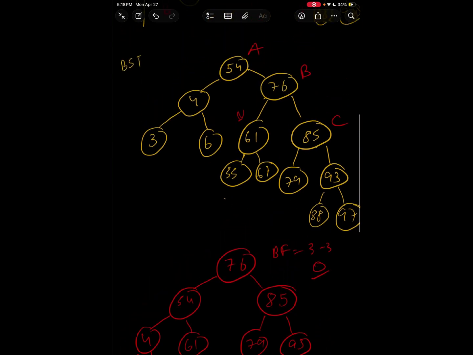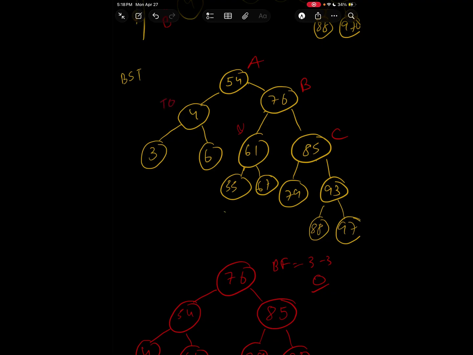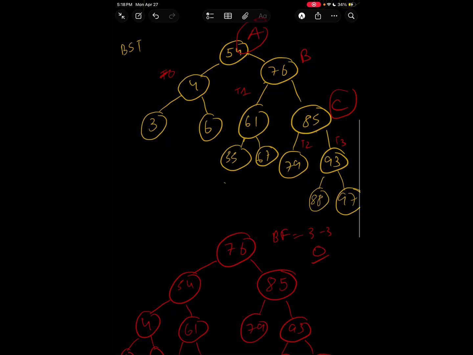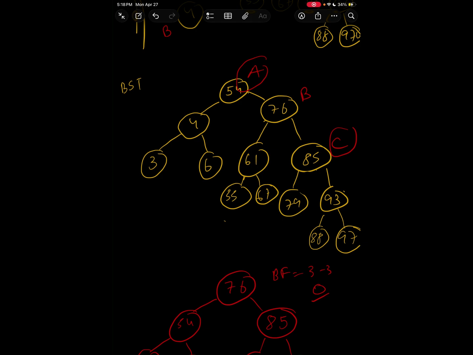The only thing that you need to keep in mind is that you can also use this method: T0, T1, T2, T3. T0, T1 are part of A, and T2, T3 are part of C. So this is another method. As you can see, T1, which is part of A, goes here. And another thing that you can do, which is kind of the skipping part, because I've been doing trees for so long: if this has a left child, and when I rotate this, 76 takes its place. But for 76, I already have a left child 54, so 61 just becomes the right child of 54.